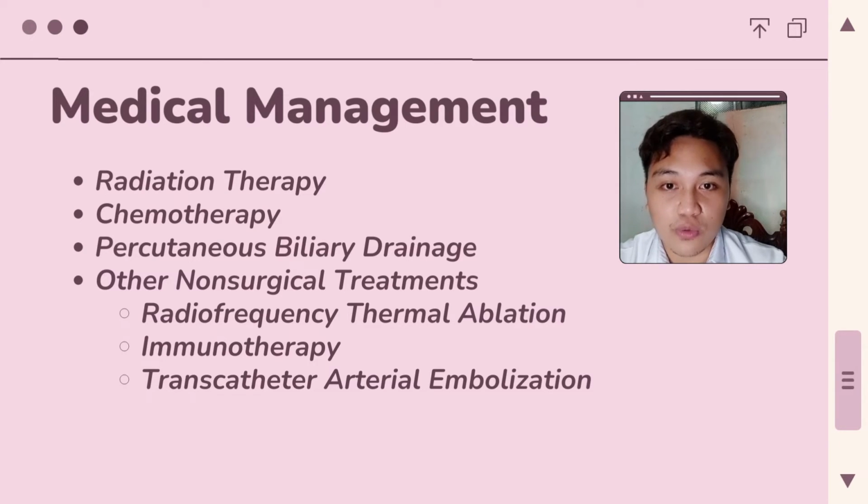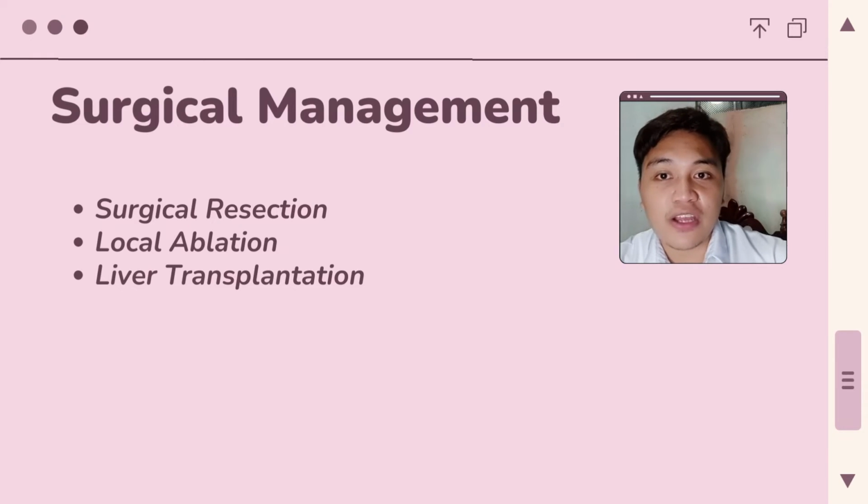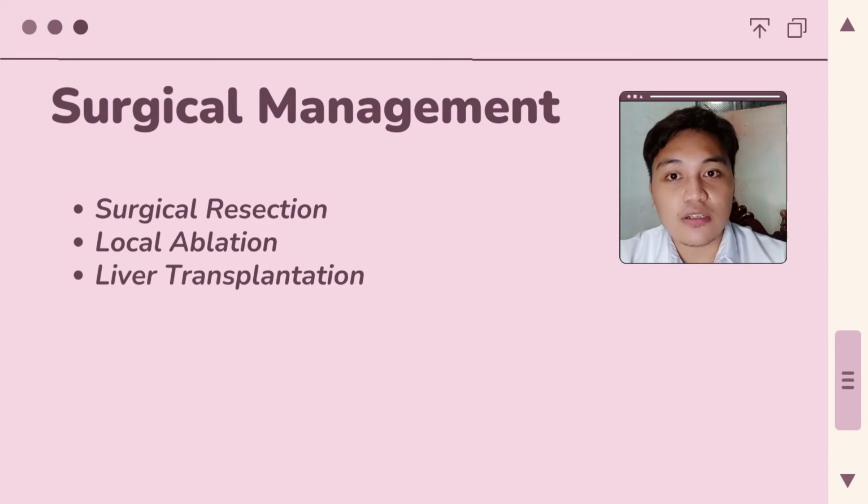Next is surgical management. For surgical management, we have three surgeries under this, which are surgical resection, local ablation, and liver transplantation. Now, surgical resection is the treatment of choice when HCC is confined to one lobe of the liver and the function of the remaining liver is considered adequate for postoperative recovery.